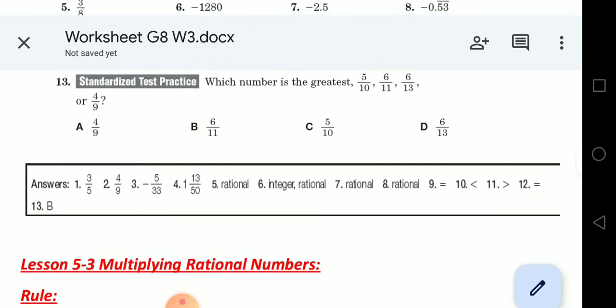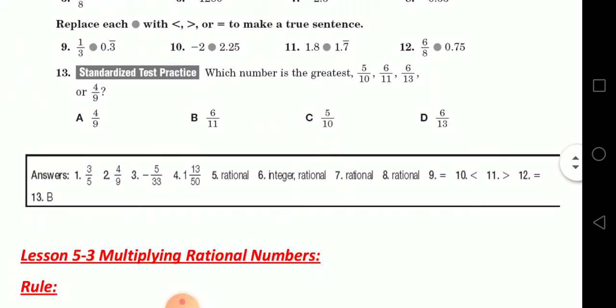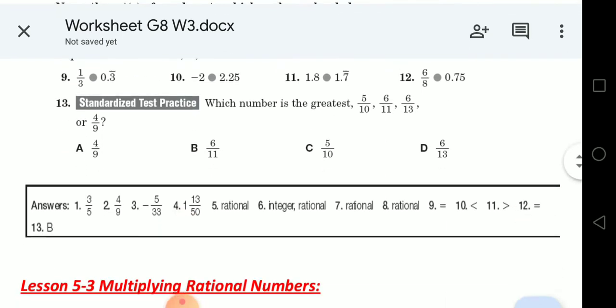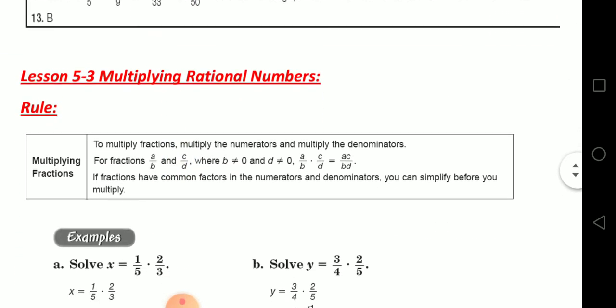Okay, guys, easy one. And here, if he asks you about the greatest number, what should I do? I will make the denominator the same, getting the LCM of the denominators.